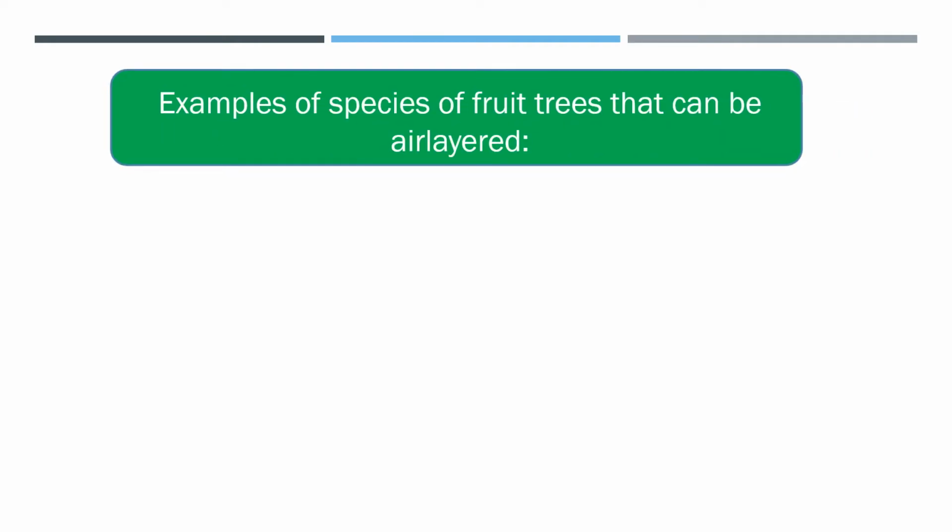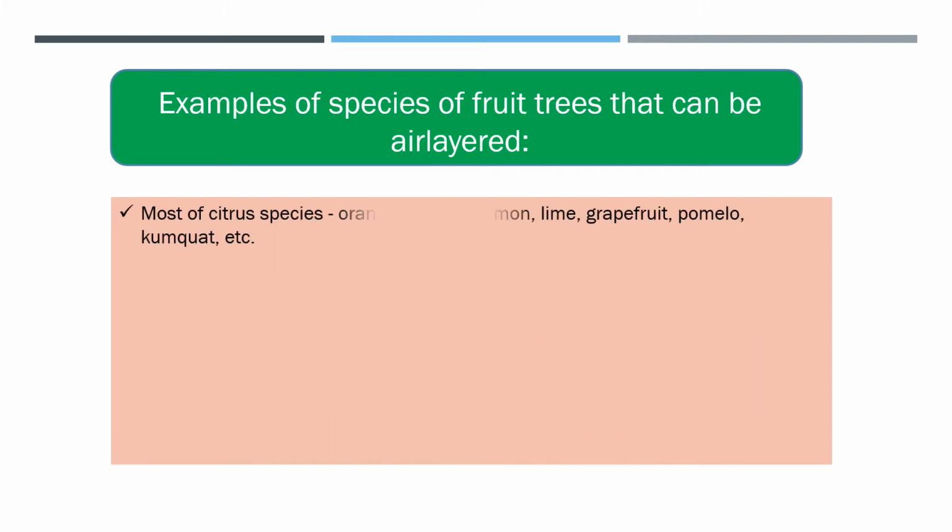Examples of species of fruit trees that can be air layered are most of citrus species like your oranges, tangelos, lemons, limes, grapefruits, pomelo, kumquats, and etc. But in citrus species, there is a better method of reproducing these aside from marcotting. So this is through budding. This kind of propagation, maybe we'll be discussing in my upcoming video.